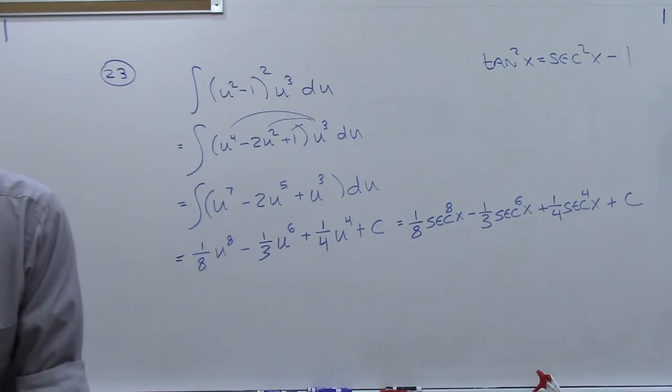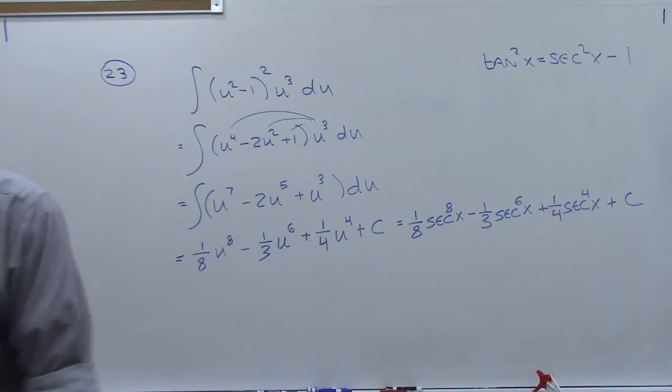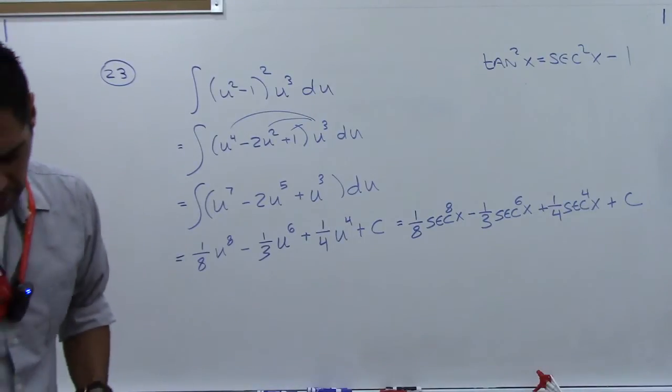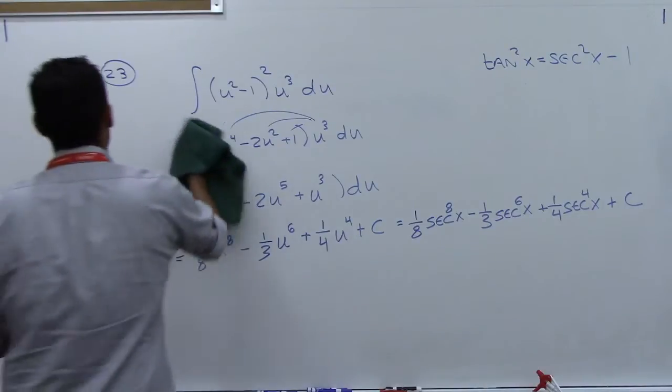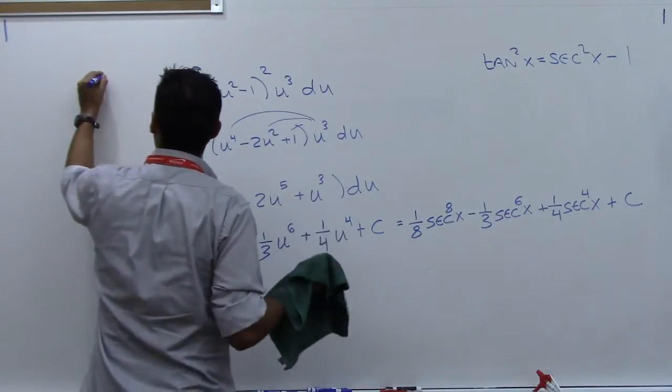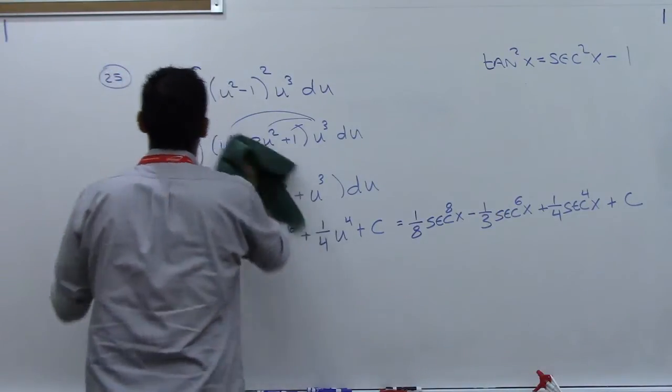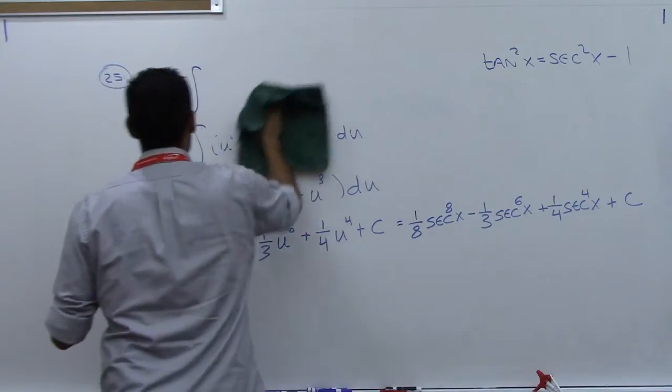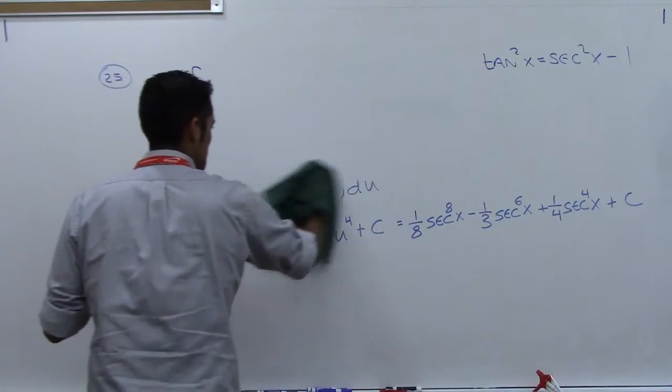Okay, now we're going to move on to number 25, which is tangent cubed times secant. So I'm not going to do the evens anymore because I assigned those for homework. I mean, I didn't assign those for homework, and this is taking me too long.